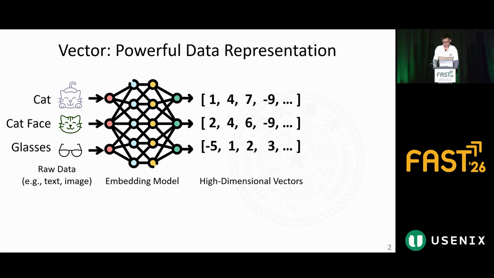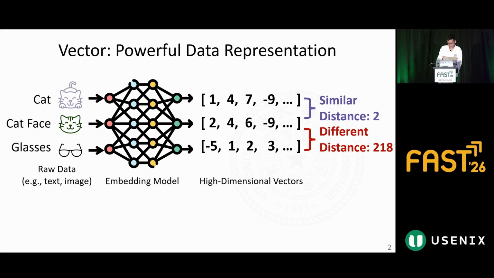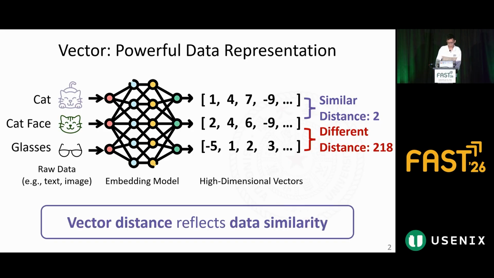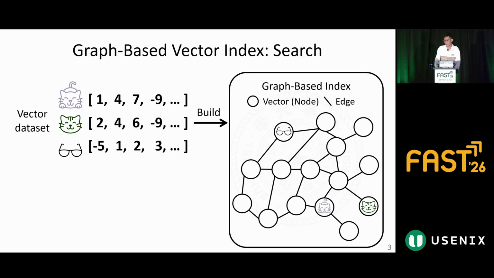Vectors are powerful data representations. Raw data, such as text and image, can be encoded to high-dimensional vectors using embedding models. These vectors have desirable features. For similar data, for example, cat and cat face, vectors are near in distance. For different data, for example, cat face and glasses, vectors are far in distance. Therefore, vector distance reflects data similarity. Leveraging this, we could conduct similarity-based data retrieval using vector search.